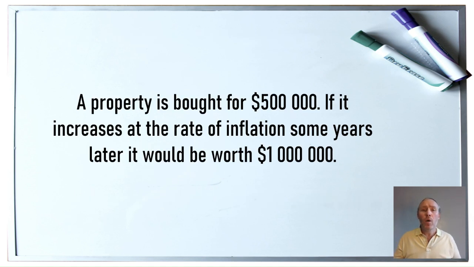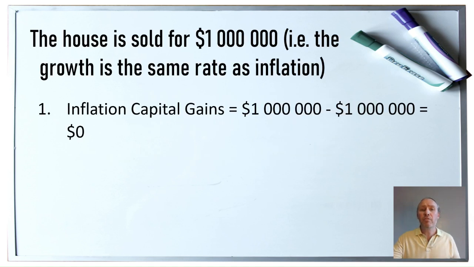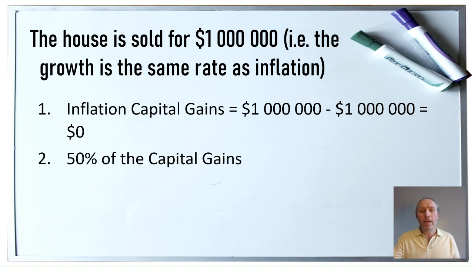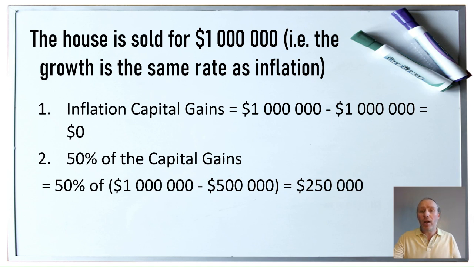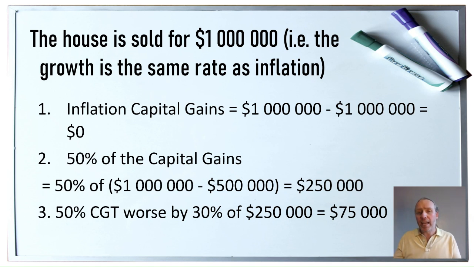Let's look at an example where house prices move at the same rate as inflation. In this case, the inflation capital gains works out to be zero because it's going at the same rate of inflation. The 50% capital gains is going to be 50% of the increase, which works out to be $250,000. And then you've got to pay tax on that. So that 50% discount system works out to be $75,000 worse in this example.